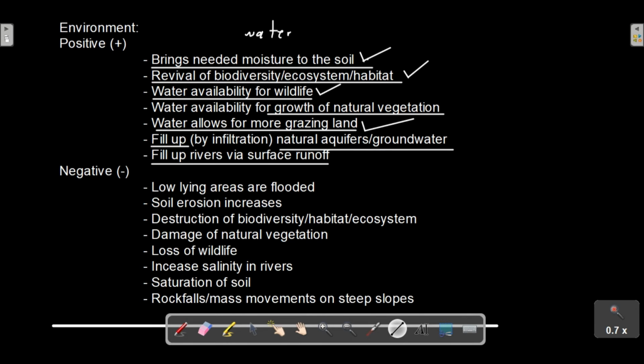Fill up rivers via surface runoff. If you're not familiar with surface runoff, that's actually water running on top of the surface or the soil. So it eventually empties into the river, and so that of course helps the river to fill up.